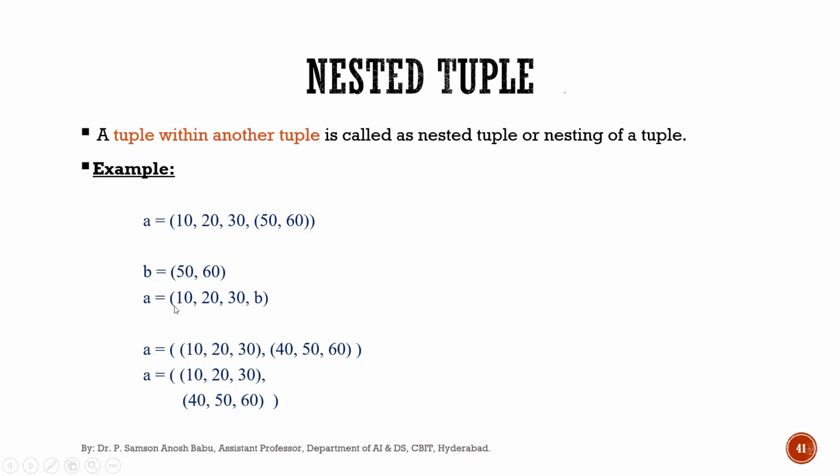Or I can also mention in the a tuple as 10, 20, 30, and b. Similarly, this tuple can have other tuples as elements, that is 10, 20, 30 is one tuple, and 40, 50, 60 is another tuple, and these 2 tuples exist in a as 2 elements. The representation is as follows.